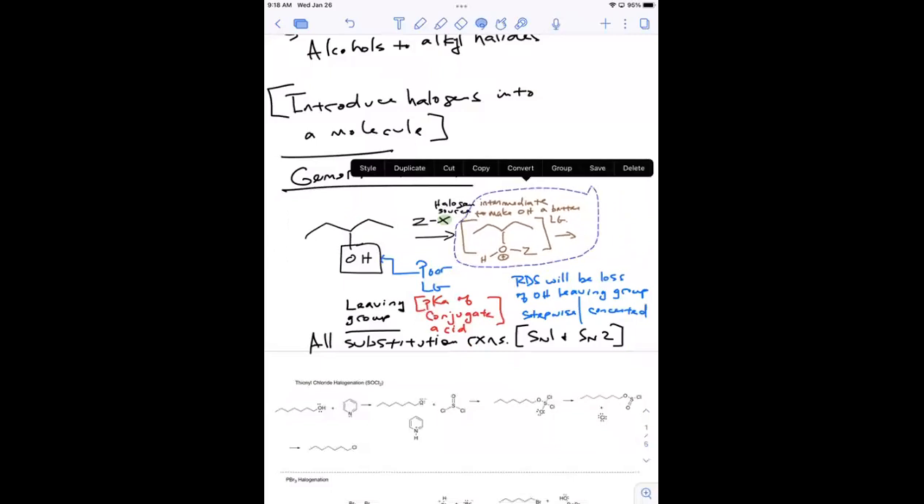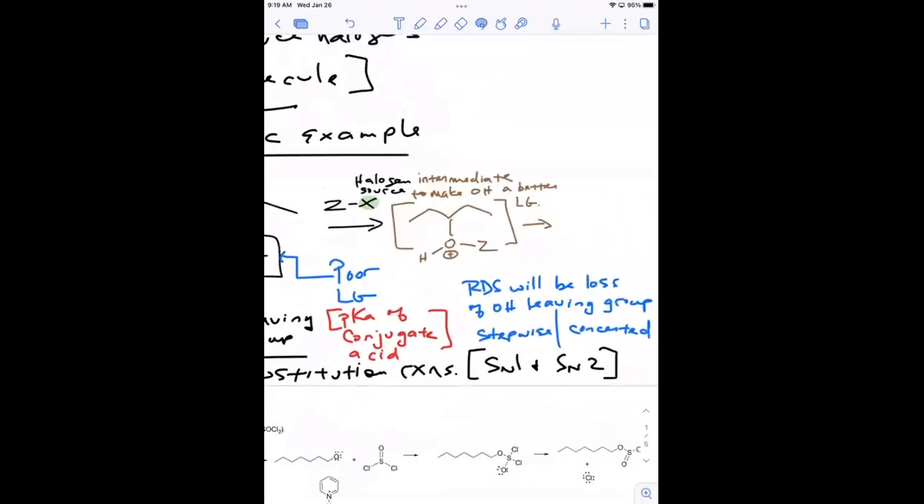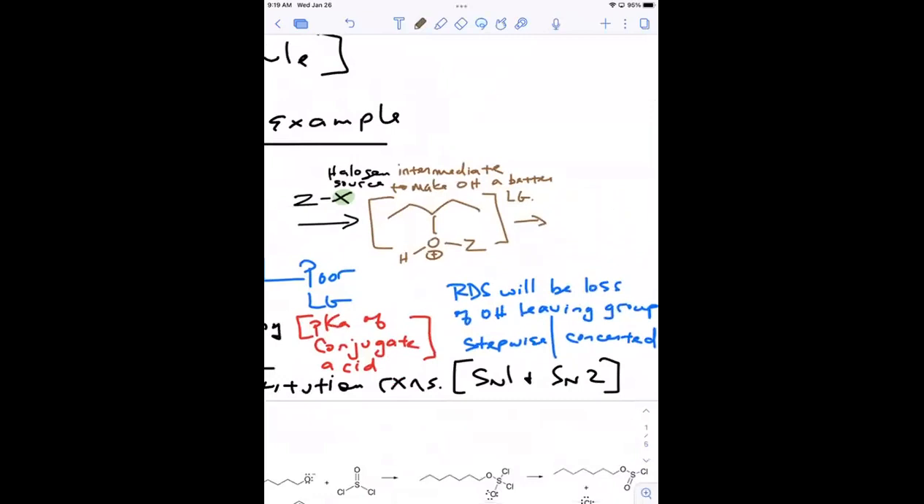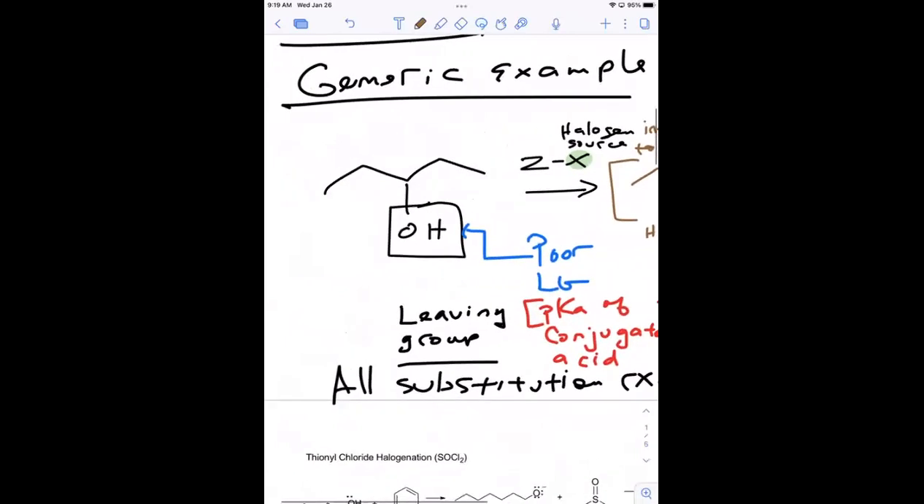Okay, so I know that a good leaving group has a low pKa. So you said the OH, the alcohol, is not the leaving group itself, the conjugate acid of the leaving group. Conjugate acid. Okay. Mm-hmm. So if you want to know how good OH is as a leaving group, you would look up the pKa of water, somewhere around 16 or 17, because water is the conjugate acid of OH. Okay. Mm-hmm.